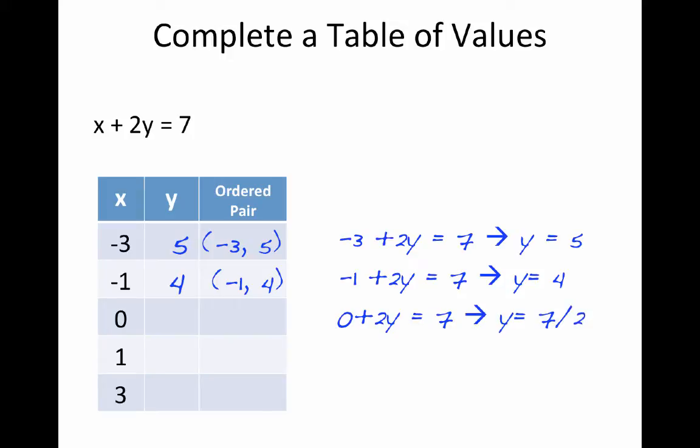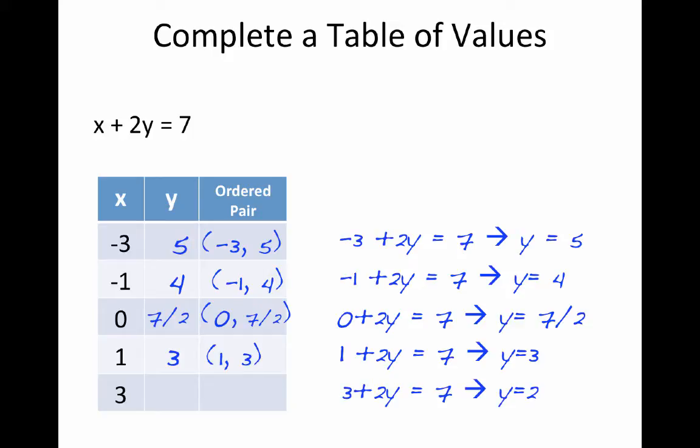So you have the ordered pair, -1, 4. When x is 0, 0 plus 2y is equal to 7. When you solve for y, you get y is equal to 7 halves. When x is 1, 1 plus 2y is equal to 7. When you solve for y, you have y equals 3. So you've got the ordered pair, x is 1, y is 3. And finally, when x is 3, 3 plus 2y is equal to 7. When you solve for y, you get y is equal to 2. So you have the ordered pair, 3, 2.